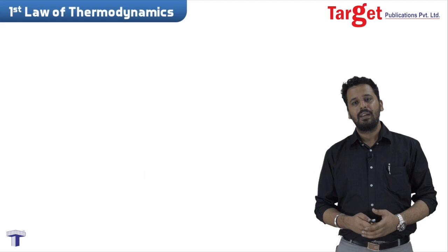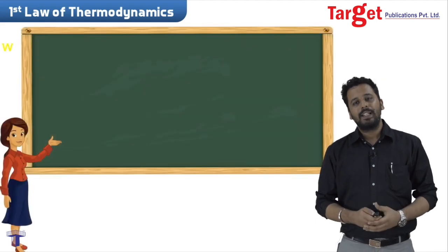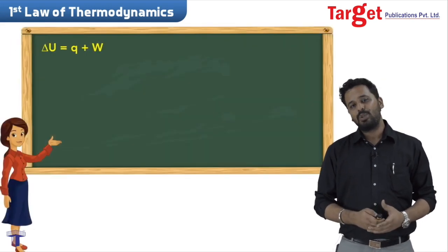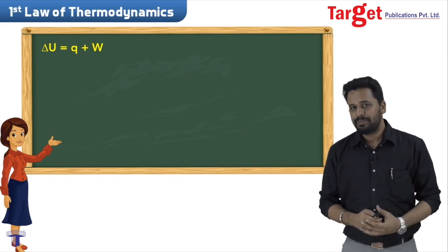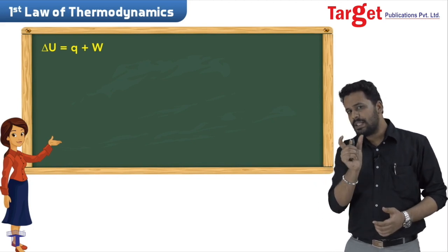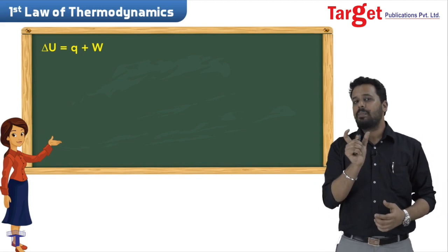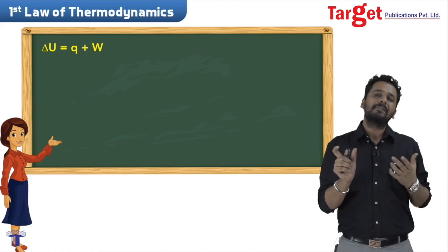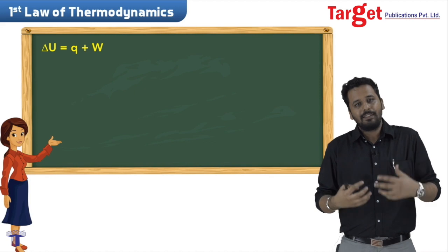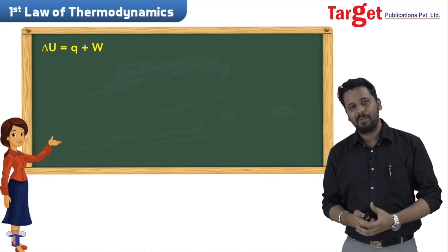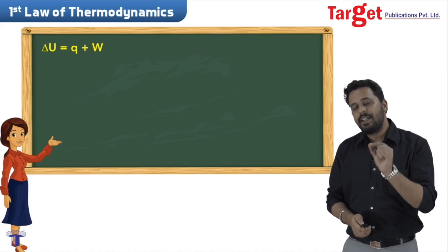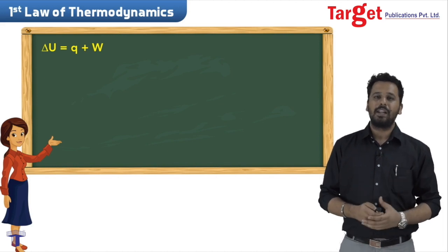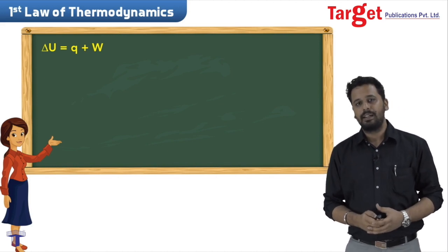जरूरी हैं. Now mathematically we know that delta U is equal to Q plus W, right? Change in internal energy is nothing but the heat absorbed or released plus the work which is done either by the system or on the system. करेक्ट. अब इसी इक्वेशन को हम अलग अलग तरह के प्रोसेसेस में अप्लाई करेंगे.